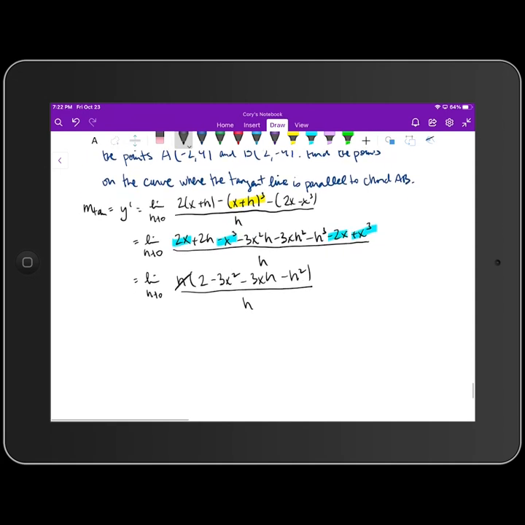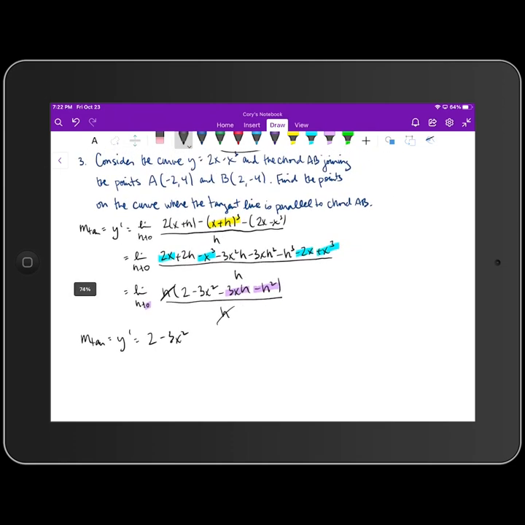And then we can eliminate those factors of h. And again, that was what made the numerator and denominator 0. So now I can use direct substitution. So when I plug 0 in the place of h, this goes to 0 and that goes to 0, which makes y prime, which is the slope of the tangent line, equal to 2 minus 3x squared.